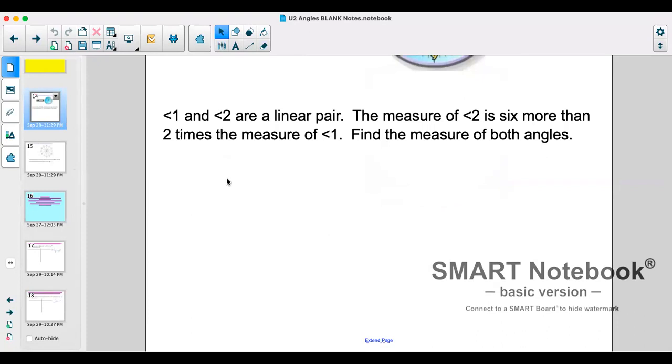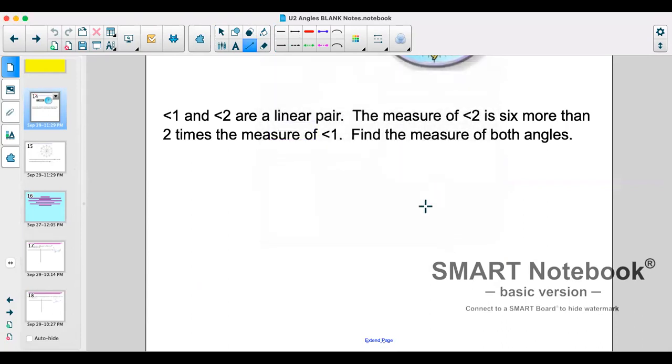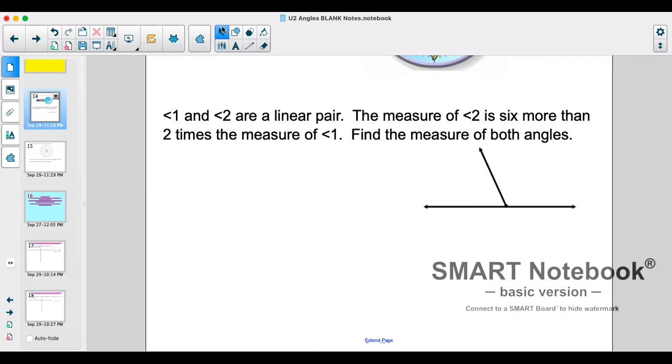And so the first thing I'm always going to encourage you to do in this class is, when in doubt, draw yourself a picture. And so that's the first thing I'm going to do, is draw myself a picture of a linear pair. And what I remember about linear pairs is that they are adjacent angles, meaning they share a vertex and a side. And those two adjacent angles add up to be 180 degrees.